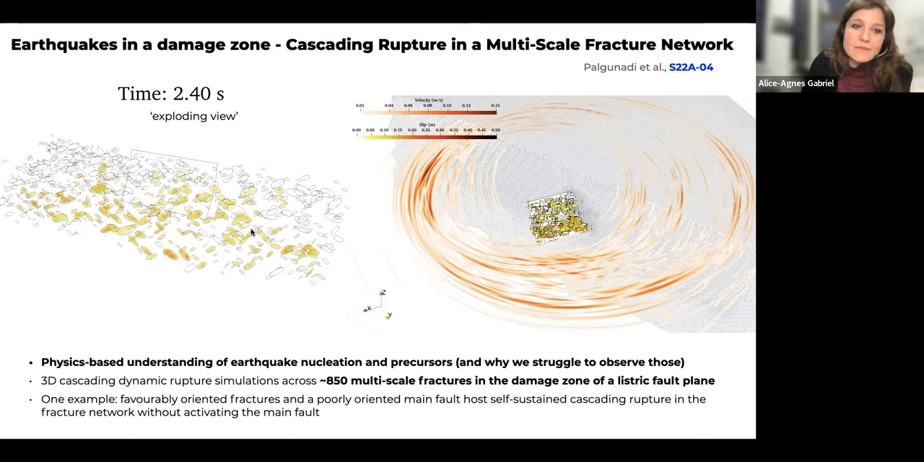And these snapshots are one example where the fractures are favorably oriented and the main fault is poorly oriented. And as you can see, the fractures are hosting self-sustained cascading rupture. So in yellow means they were slipping, they hosted some slip during the simulation, but they failed to activate the main fault. And if you're looking at this model from a distance, we basically see a pure strike slip moment tensor resembling that.